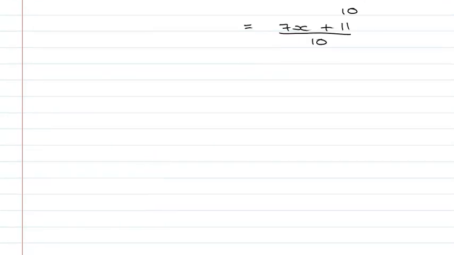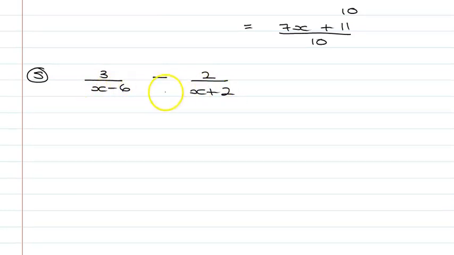And the last one I'm going to do involves fractions with expressions on the bottom. So in order to get the same denominators, I need to multiply this whole fraction by this denominator, which is x plus 2. And then this fraction, I need to multiply it by this number, x minus 6, to get the same denominator. So I'll just do that. So I get 3 bracket x plus 2 on this side, divided by x plus 2 times x minus 6.